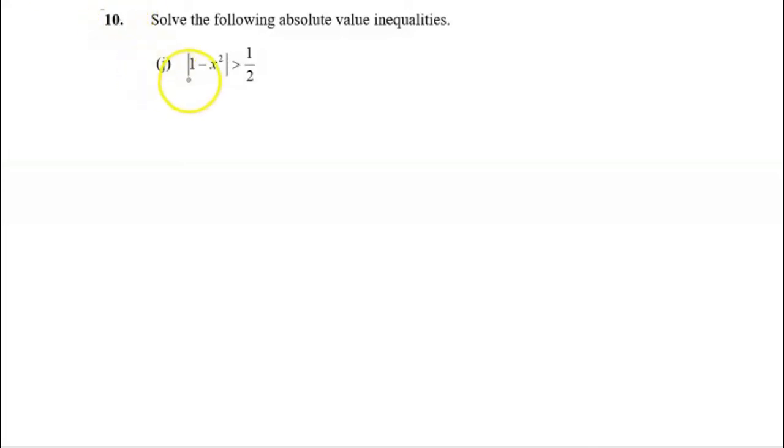Question 10J. Modulus of 1 minus x squared greater than 1 over 2. First, we use the basic definition to define our modulus, where modulus of 1 minus x squared is greater than 1 over 2. Because of bigger than, we use the definition of OR. Then 1 minus x squared less than, change the sign when we insert negative.